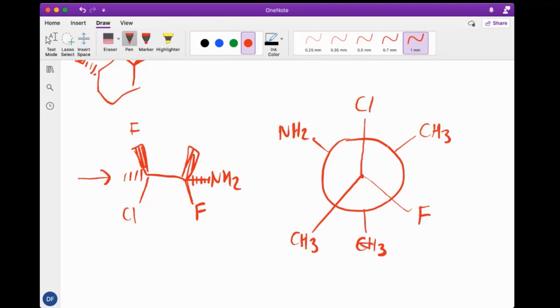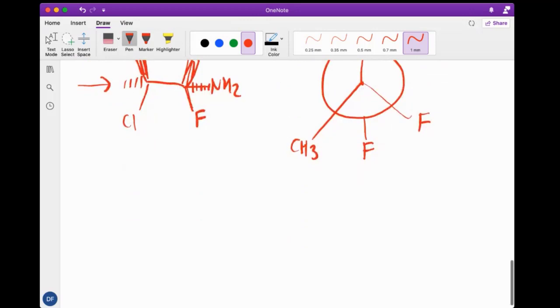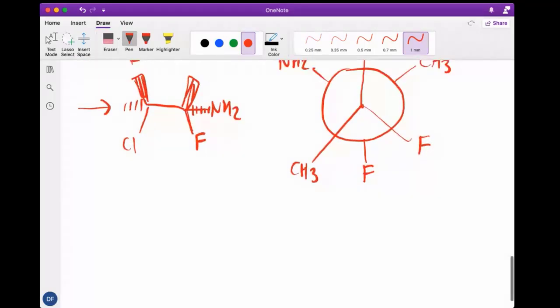Yeah, actually this is a fluorine. So this is actually a fluorine. And then now we have to do part B, which is drawing the same molecule but in Fischer projection.